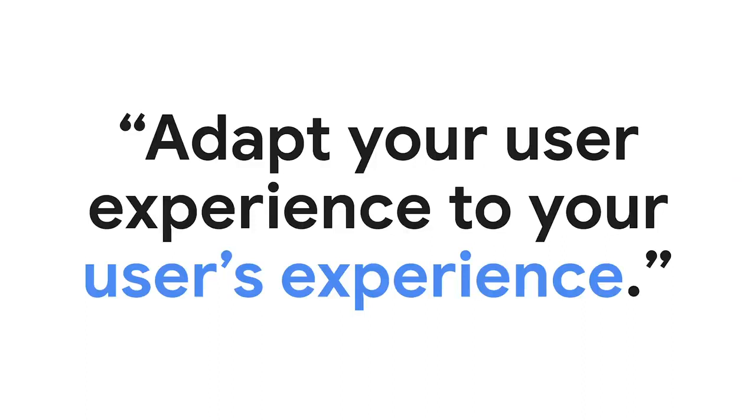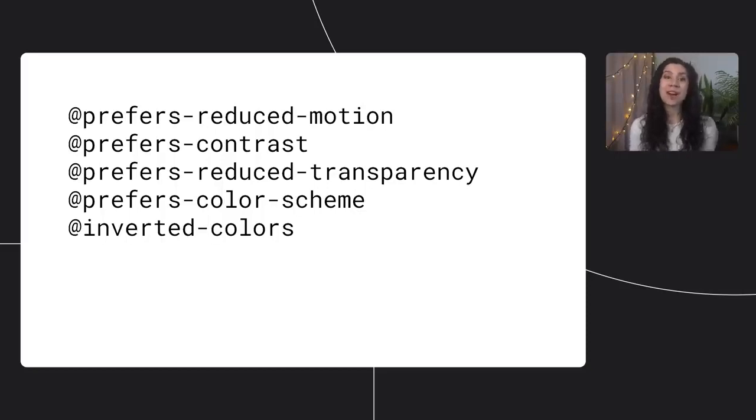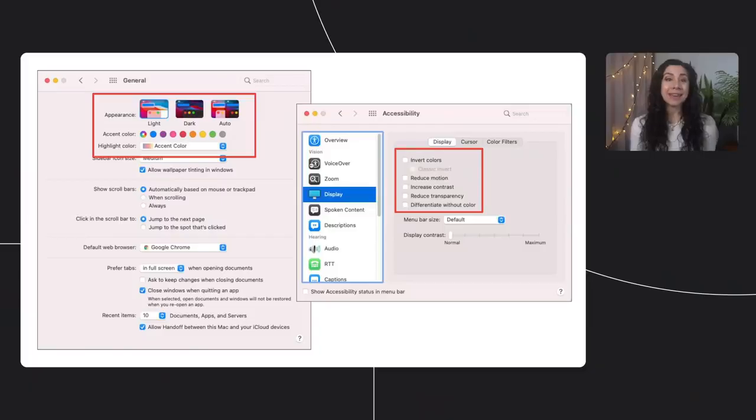These preference queries include prefers reduced motion, prefers contrast, prefers reduced transparency, prefers color scheme, inverted colors, and there are a few more experimental preference queries too. Preference queries help to build a more robust and personalized web experience, especially for those with accessibility needs. And they align with operating system preferences. For example, users who have set operating system preferences for reduced motion might not appreciate loud animations when using their computer in general, so they also likely wouldn't appreciate a flashy intro screen, card flip animation, intricate loader, or other flashy animations while using the web.